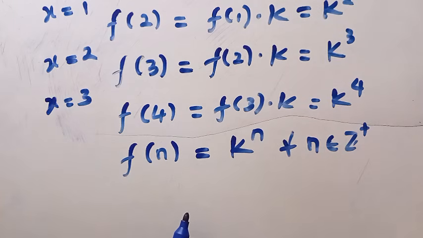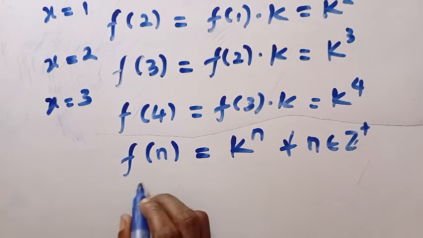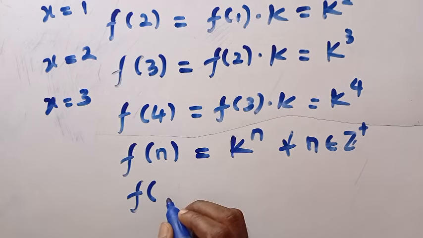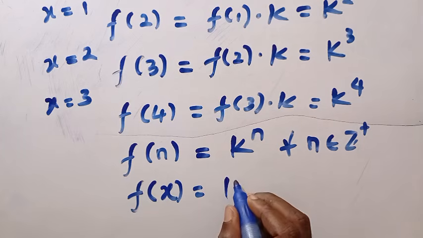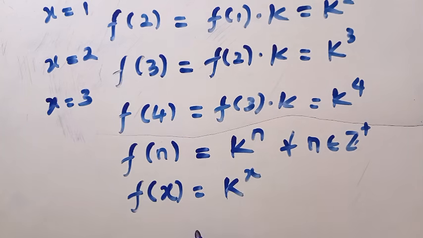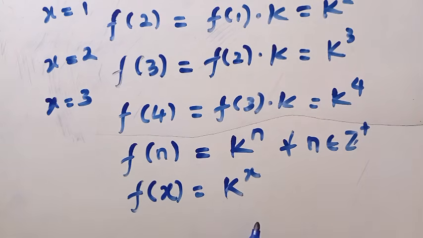But we cannot conclude, or let's say if I change this n to x, since we want to prove that f is exponential, we have f of x equals k raised to power of x. But this is not enough. It's not enough to just conclude like this. We have to test for the negative values, and let's say the rationals as well. So to do that, we consider the original equation.